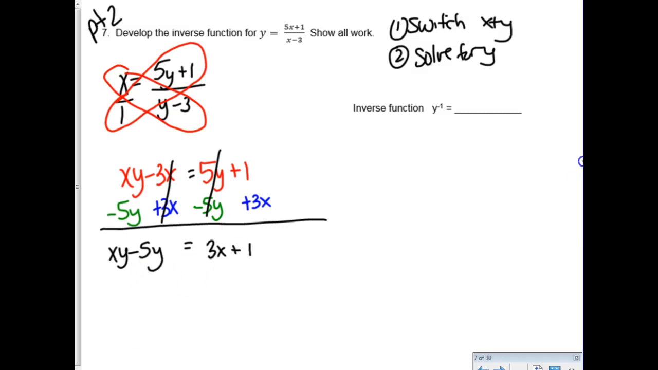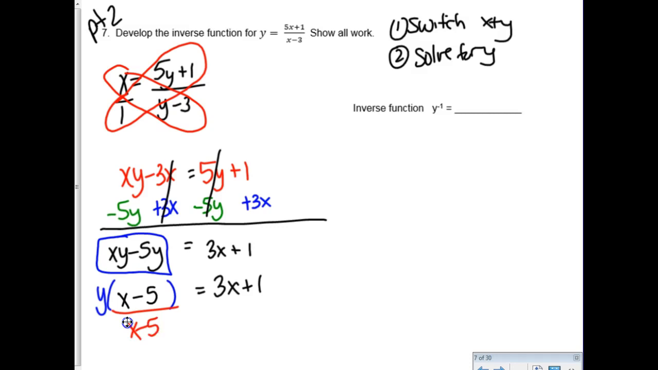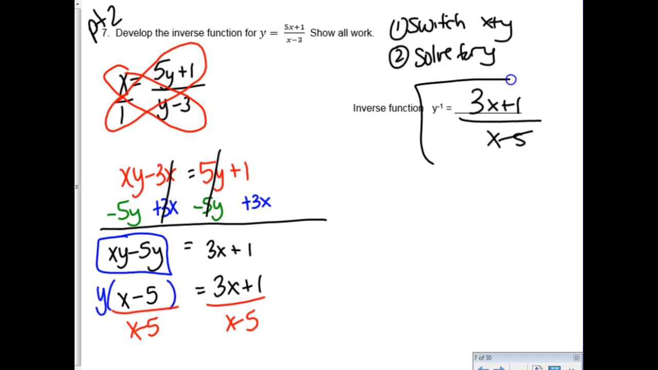Now, I look at this expression right here. There's a common y you can factor out. And when you factor out that common y, you still have, what do we have? x minus 5 equals 3x plus 1. And then final step, you're trying to solve for y, so you're going to divide by x minus 5. So that gets written up here. These canceled, obviously. y inverse equals (3x plus 1) over the quantity (x minus 5). Love it. Love that question.